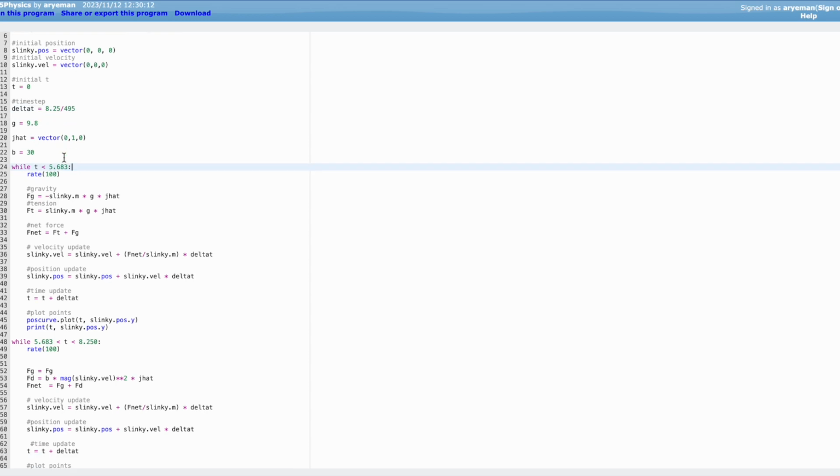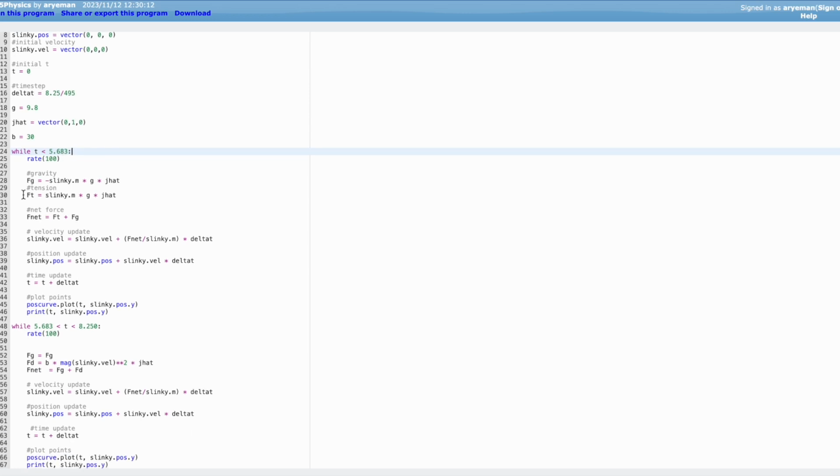Our g is 9.8. Our j hat is the vector 0, 1, 0, so it's just the direction of gravity, drag, and tension. Since there are no forces acting in the x direction that we care about, we're only focused on the y direction, so our j hat is only 0, 1, 0. Then we have our gravity formula and the opposing tension formula. Then we have our F net, which is the sum of the forces, and our position update formula right here, based off the net force.